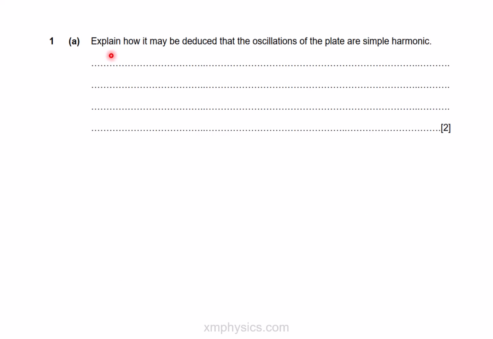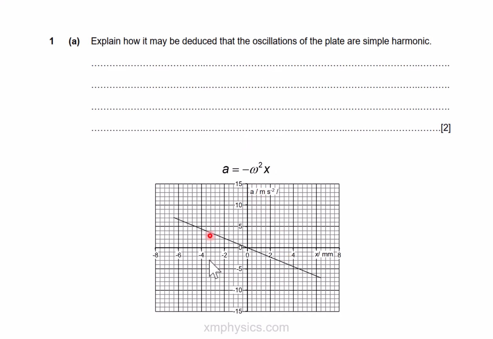The question starts by making us explain how it may be deduced that the oscillations of the plate are simple harmonic. So what makes a motion simple harmonic? A motion is simple harmonic if its acceleration is equal to negative omega square x. Basically, to answer this question, we just have to explain how we can tell from this a-x graph that a is equal to negative omega square x.